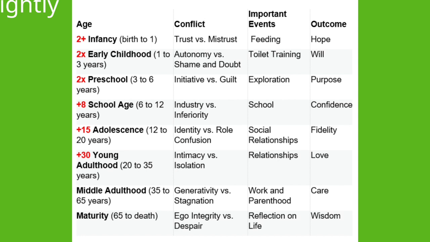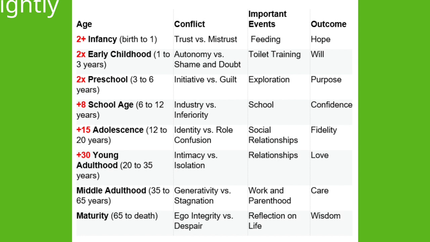The next stage here, we're going to add 15. So 15 plus 20, right, equals 35, which is the last year of intimacy versus isolation, 25 to 35. And then it comes to middle adulthood, which is generativity versus stagnation.